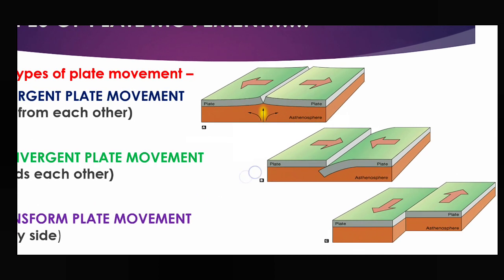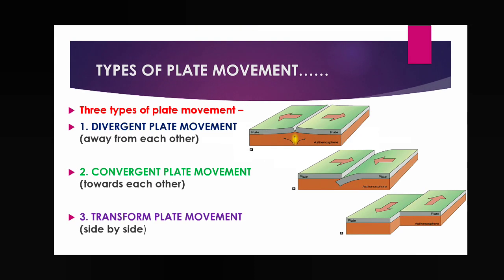So in option A, the A diagram, the 2 plates are moving away from each other. The distance, the gap between the 2 plates, is increasing, and that's why it is called divergent plate movement. Diverge means they are going away from each other in opposite directions. Next, in the second one, they are coming towards each other, which means convergent. Converge means to tend to meet at a center. That means both plates tend to meet at the same center.